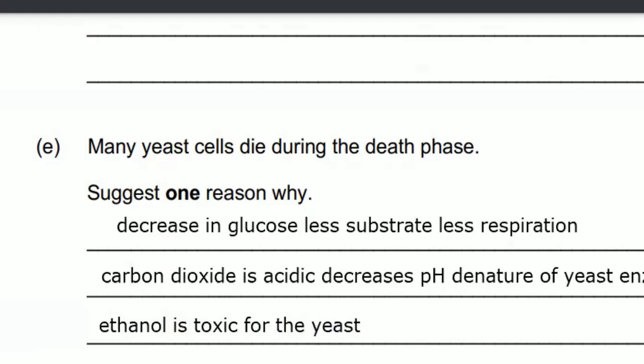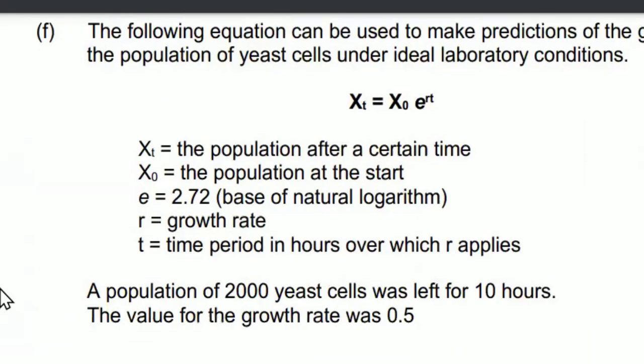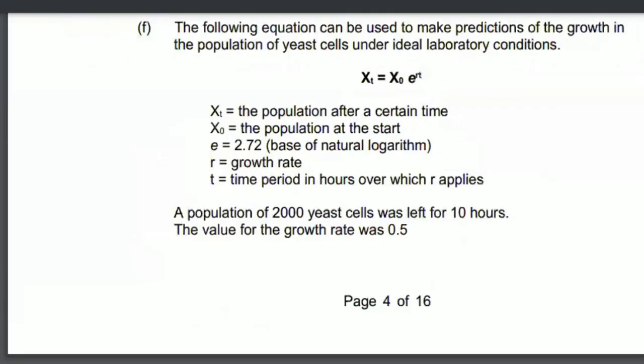Let's zoom down. And then the final part to this question is another dirty maths question. Let me shrink that a little bit so that we can get this all on the page. The following equation can be used to make predictions of the growth in the population of yeast cells under ideal laboratory conditions. Xt equals x0 times e to the power of rt. Xt equals the population after a certain time. X0 equals the population at the start. e is 2.72, the base of the natural logarithm.